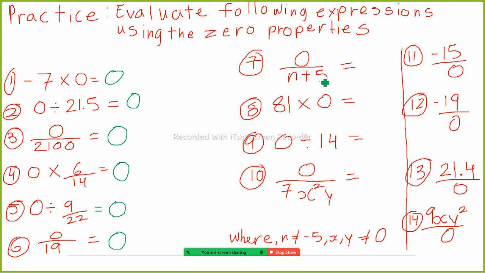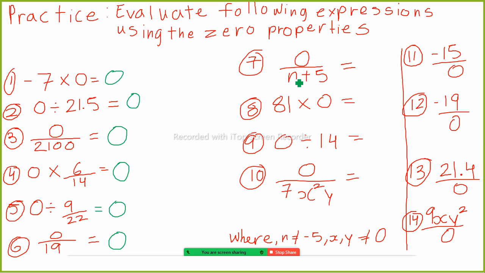Sierra, 0 over n plus 5, where n is not equal to negative 5. That's why I have to say n can't be equal to negative 5. Right? Can someone tell me what would happen if n is negative 5? I think it'll make it positive. Well, no. If n is negative 5, think about it.